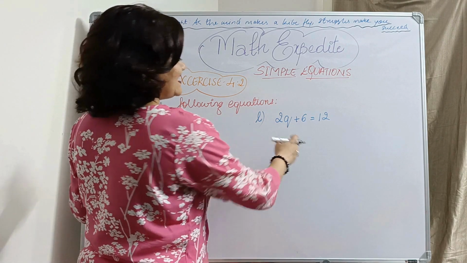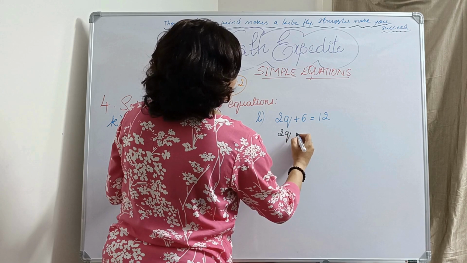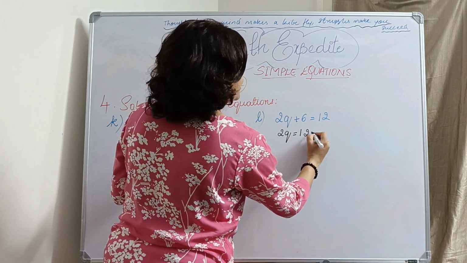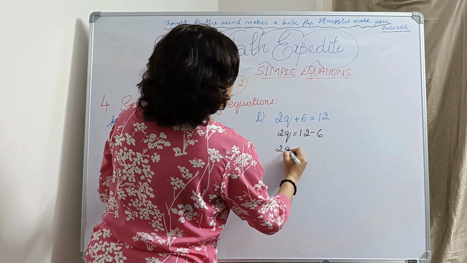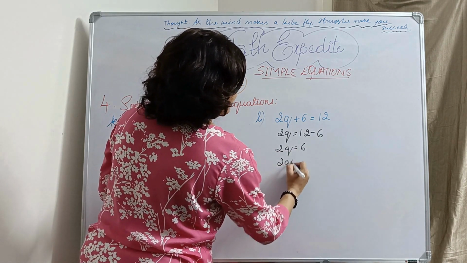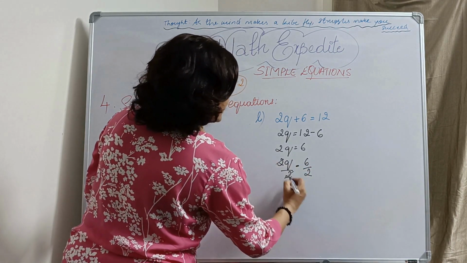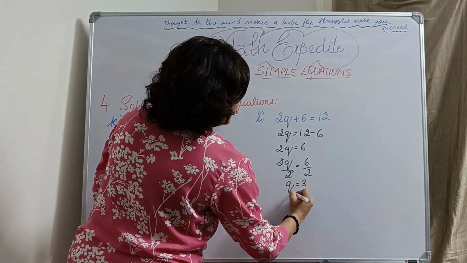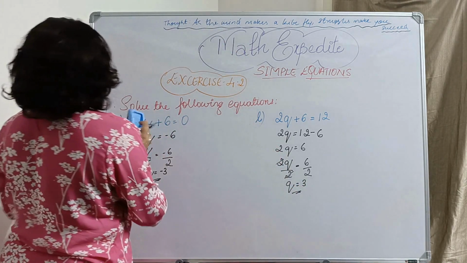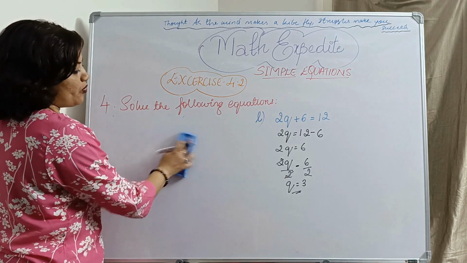Here 2q plus 6 is equal to 12. Again we are transposing plus 6. So what does it become? It becomes minus 6. 2q is equal to 6. Here again we divide by 2 on both the sides. 2 gets cancelled. q equals 3. So this finishes exercise 4.2.